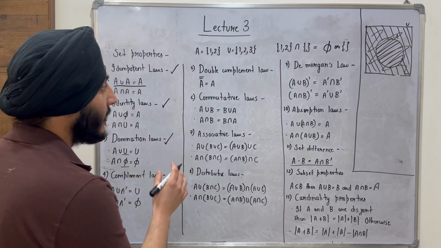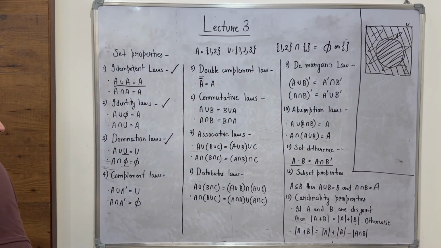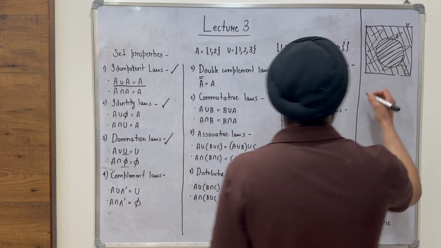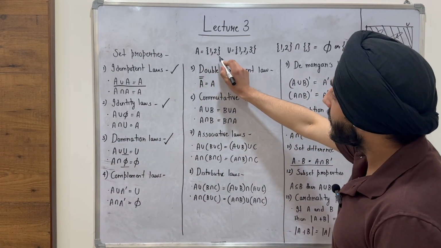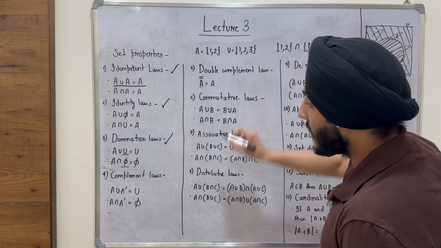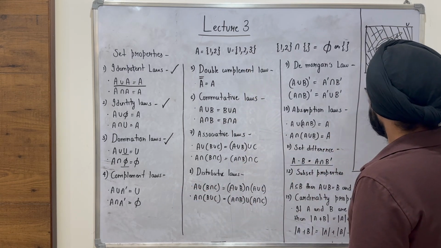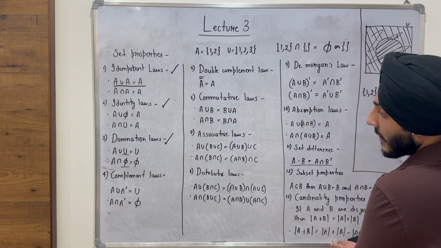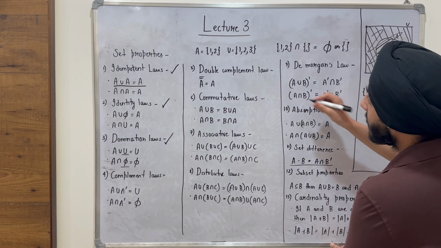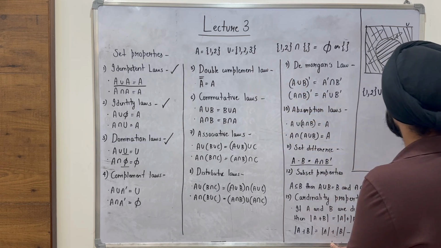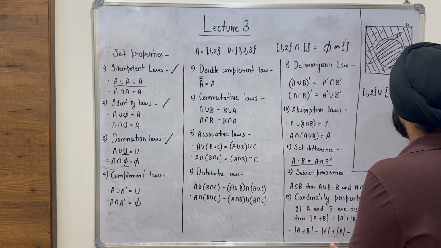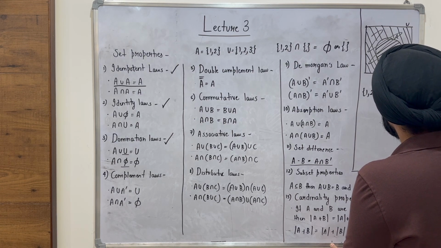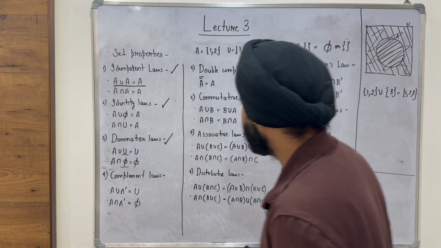I can also explain it with just set examples. For example, A is 1, 2, and the universal set is 1, 2, 3. A, which is 1, 2, union with A complement, which is just going to be the element 3, would result in the universal set once again. I hope that makes sense.